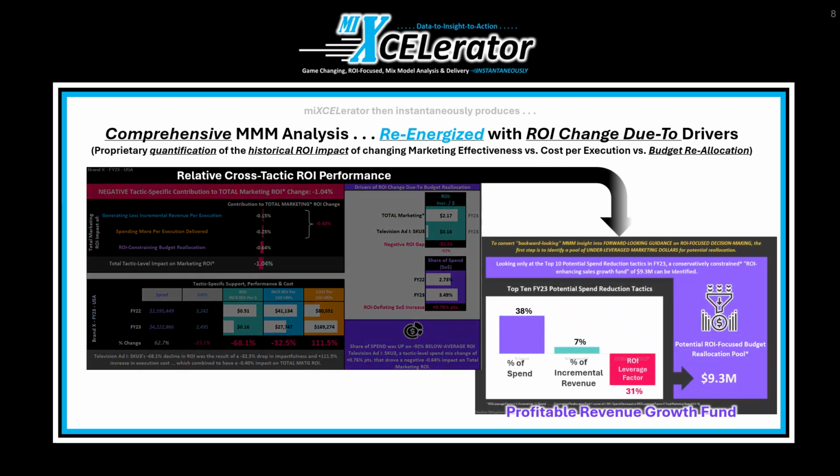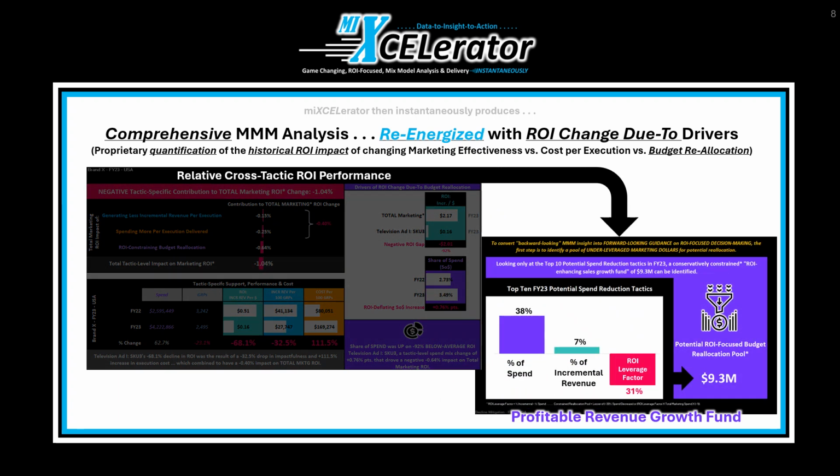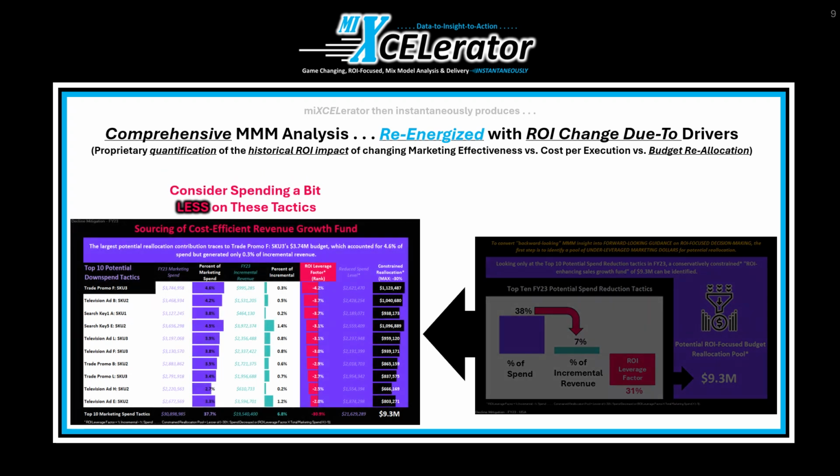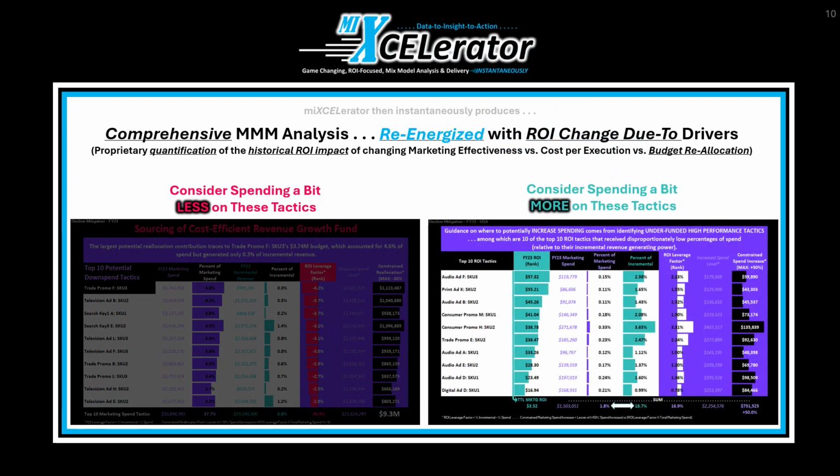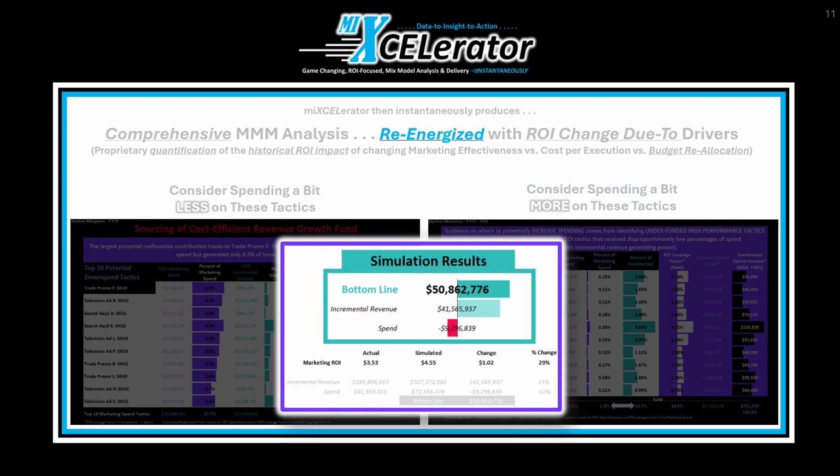At this point, the ROI enhancement storyline shifts from a historical assessment to forward planning. First discussing how an ROI-focused revenue growth fund could be sourced by moving a reasonable portion of spend away from marketing tactics that have a much higher percentage of spend than incremental revenue. The tool specifically identifies where the brand should consider spending just a bit less, as well as where it should consider spending just a bit more. And finally, computing the upside revenue potential of turning these marketing insights into marketplace action.